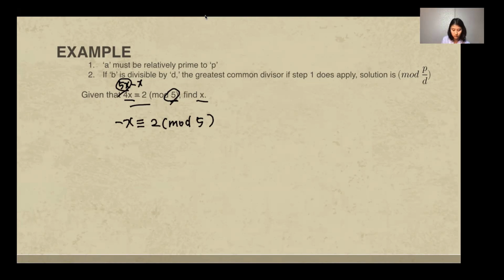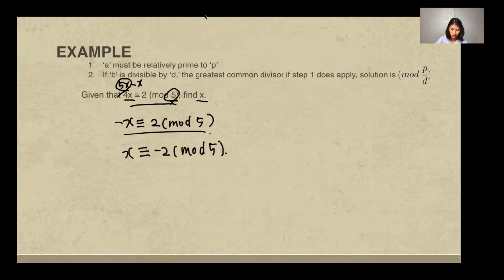So we can write this in this form. And then we're going to divide both sides by -1 because we want to make sure that the x's are positive. Because we want to be left with x, so there we go. We have x is congruent to -2 mod 5.